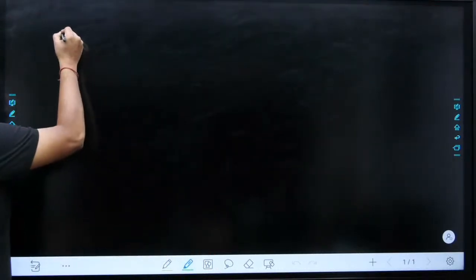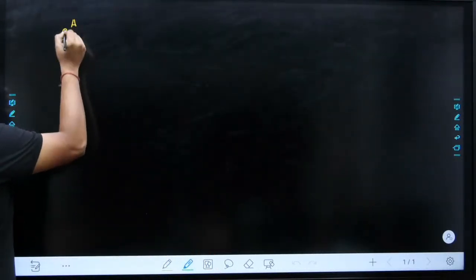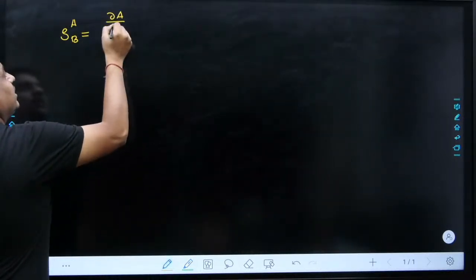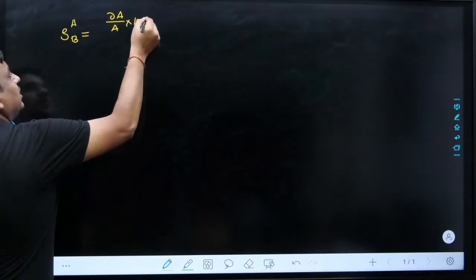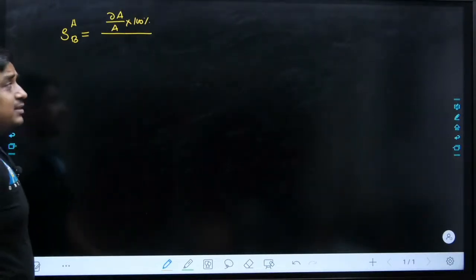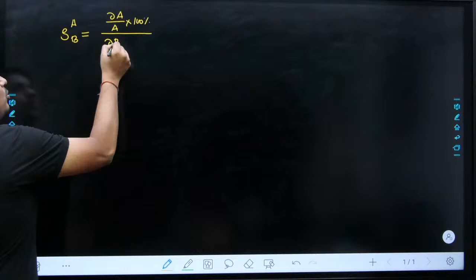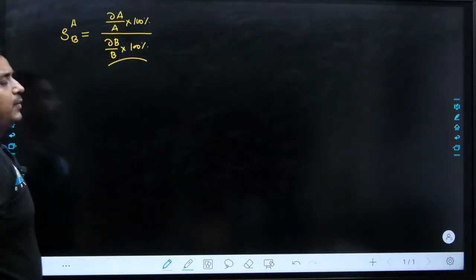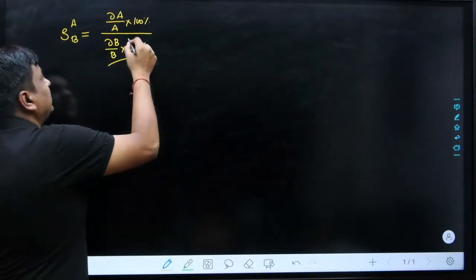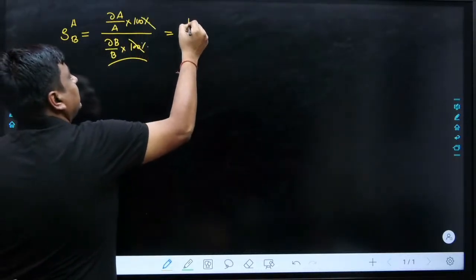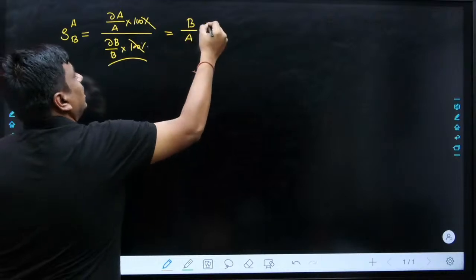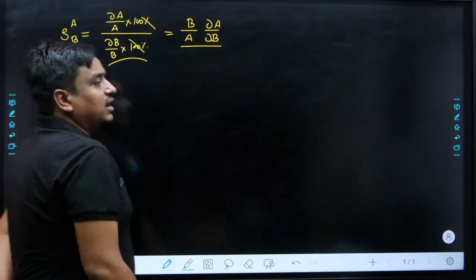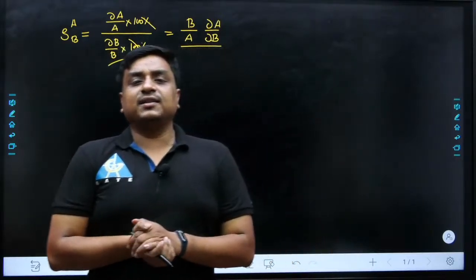Here we saw the sensitivity of the dependent variable A over B was written as the percentage change in A, which was ∂A divided by A, in percentage, so 100% is multiplied, and similarly at the denominator side we have ∂B by B, which is the percentage change in B, and here again 100% gets multiplied. Agreed? The 100% goes off, and here we get the result as B divided by A, ∂A divided by ∂B. Till this point we have studied in the last class.